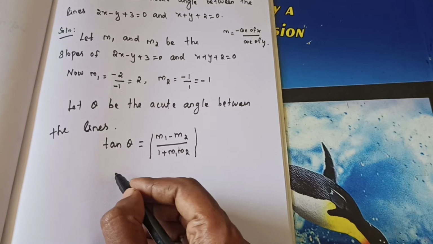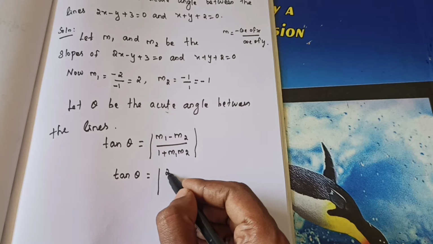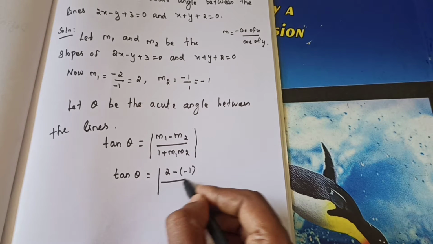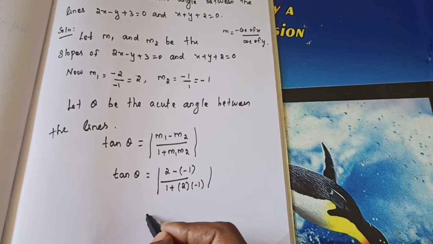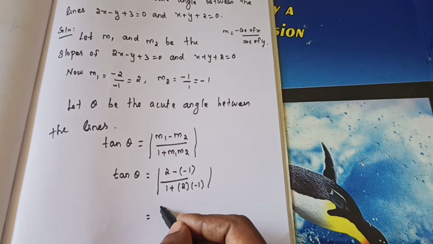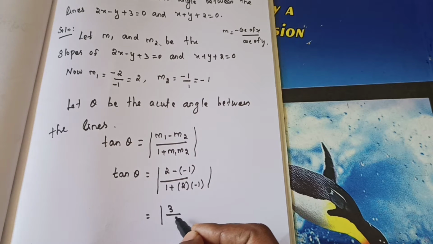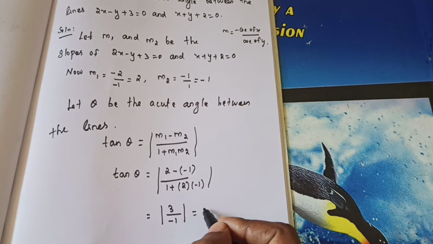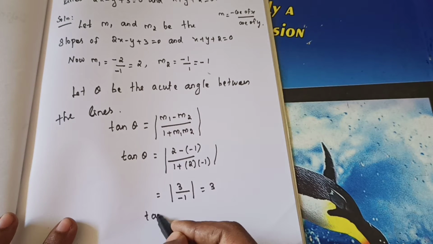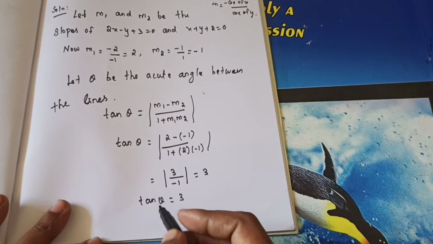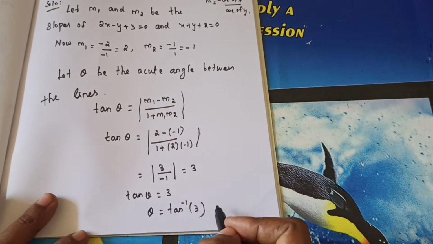Now substitute in this formula. Tan theta is equal to modulus of (2 minus of minus 1) divided by (1 plus 2 into minus 1). That equals 2 plus 1, which is 3, divided by 1 minus 2, which is minus 1. Inside the modulus, the value is taken as positive, so tan theta is equal to 3. From that, theta is equal to tan inverse of 3. So this is the answer.